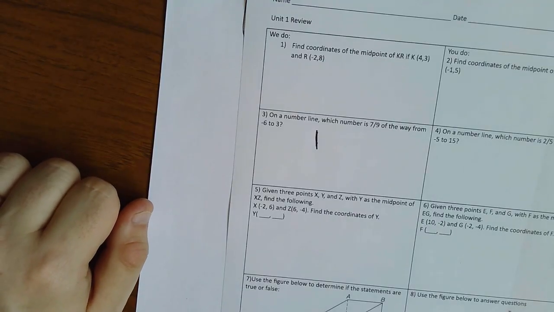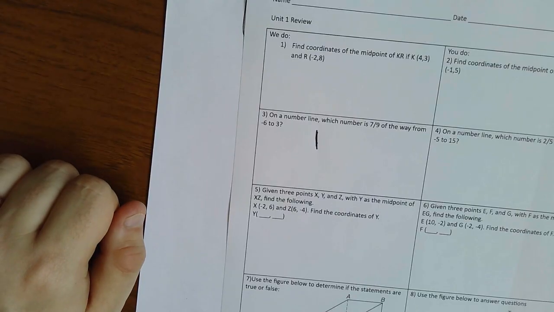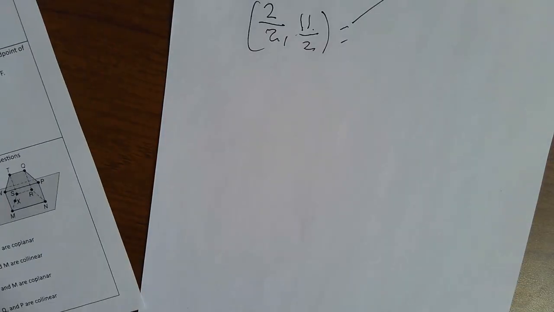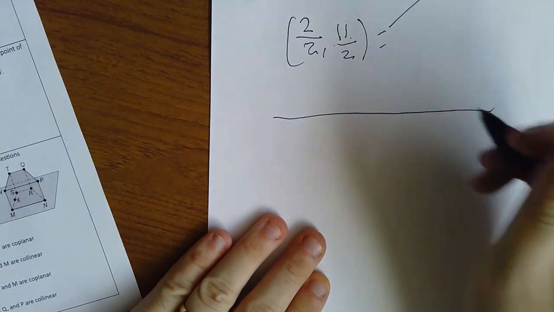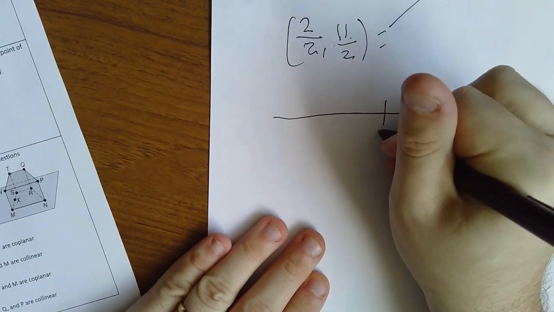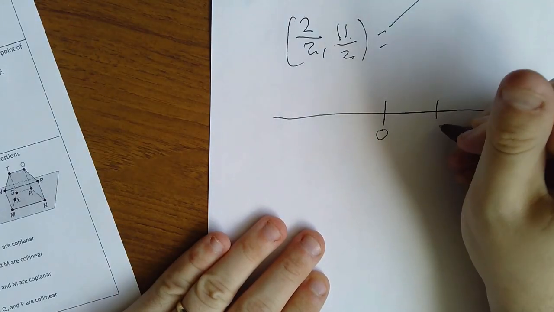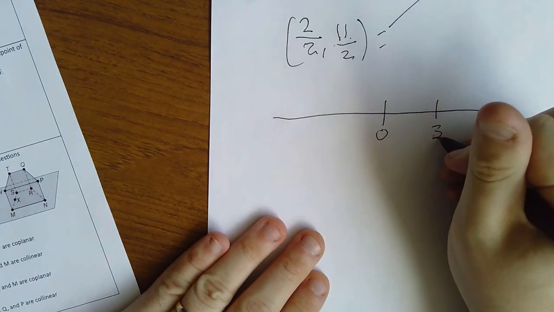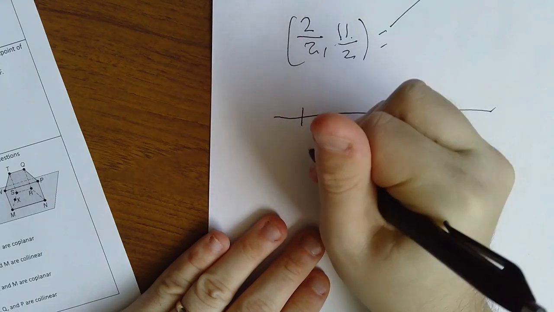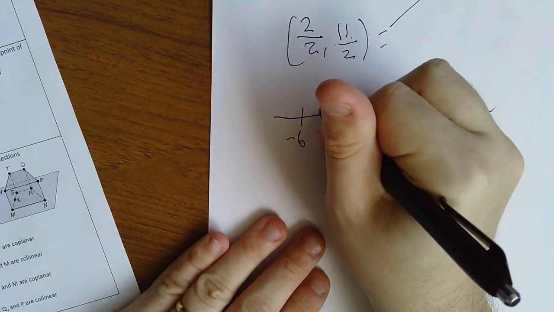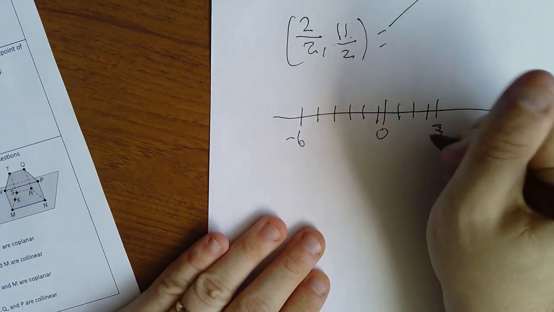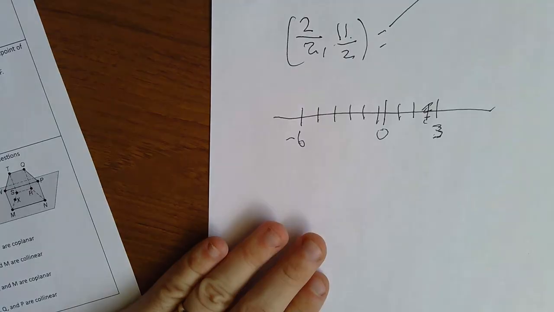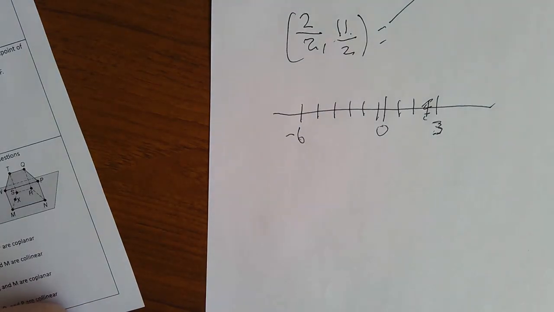So on a number line, which number is 7/9 away from -6 to 3? So remember, it's always useful to draw out a visual on a number line. Here's 0. Here is 3. Here is -6. 5, 4, 3, 2, 1. 1, 2, 3. Oh, we don't need that one. My bad. So how do I figure this out without a visual?